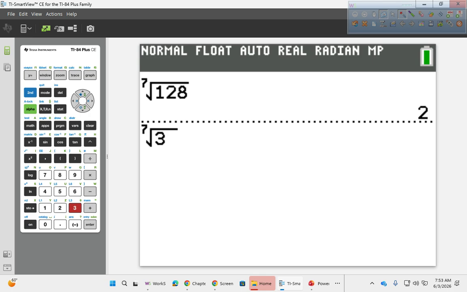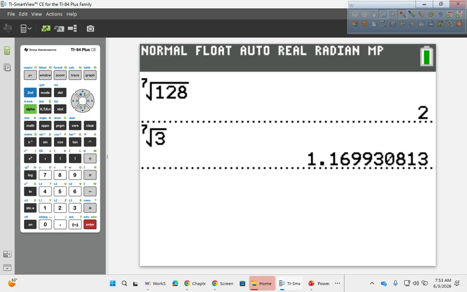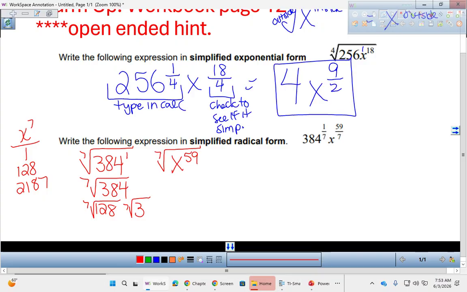And you'll see that one of them works out nicely and the other one doesn't. Instead of writing all of those decimals, I'm going to keep that as the 7th root of 3. But I'd rather write 2 than the 7th root of 128. 2 is cleaner, right? It's shorter. So I'm going to change the 128 to a 2, and I'm going to keep the 7th root of 3. Right? That's how we reduce numbers.